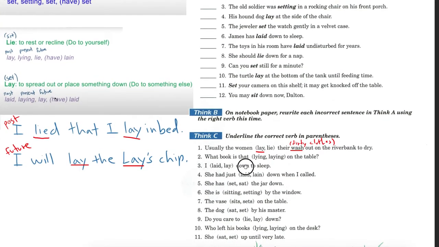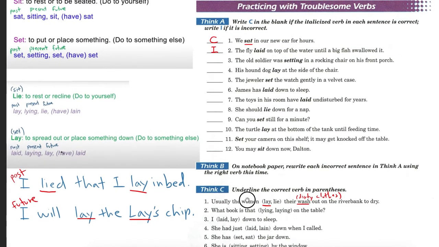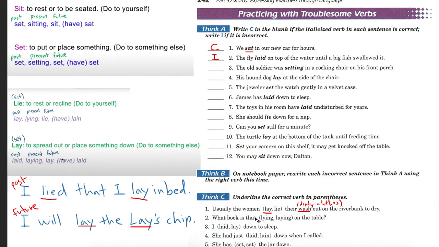What book is that? Laying on the table. All right. So you have to ask yourself: is this sentence talking about someone putting something else down, or is it talking about something already just lying there? So what book is that, lying or laying on the table? Since it's not telling us that someone else put something down, this would be lying. So the book is lying down itself.